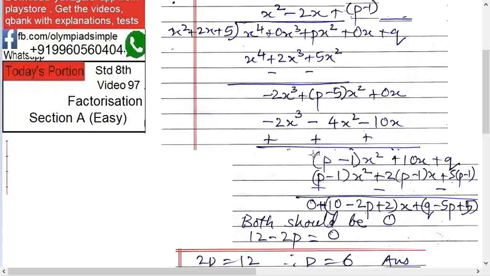P minus 5 plus 4. So it becomes P minus 1 into x square as it is. Then 0 plus 10x, right? So 10x over here and q as it is. So what next? Now p minus 1 into x square, right?